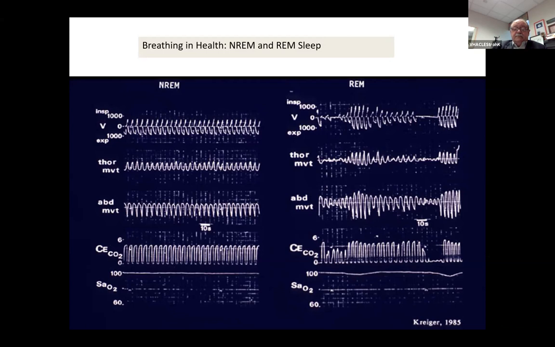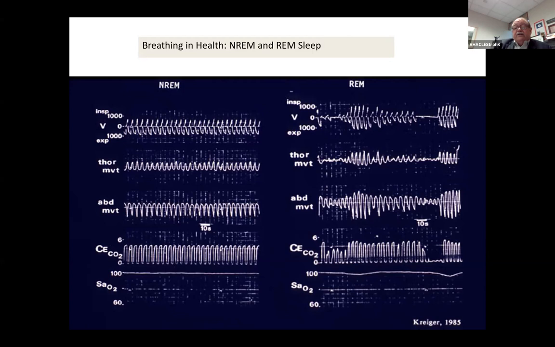So in non-REM sleep, your breath looks very similar from one breath to the next. Now there are differences in healthy people. Now we know that it's not as clear cut as this, but in non-REM or N3 sleep, non-REM stage 3, stage 4, it's very regular breathing. You'll see this. And then this is a healthy person during REM sleep.